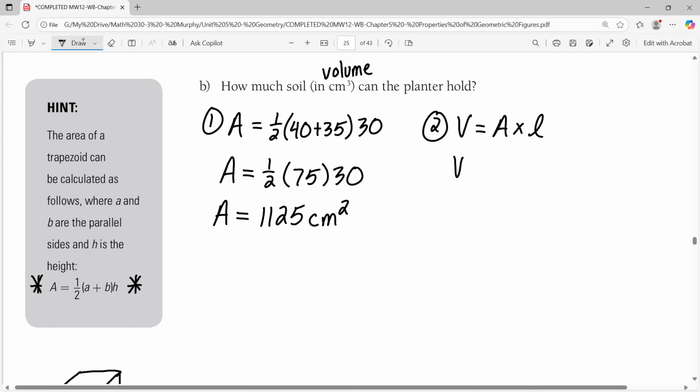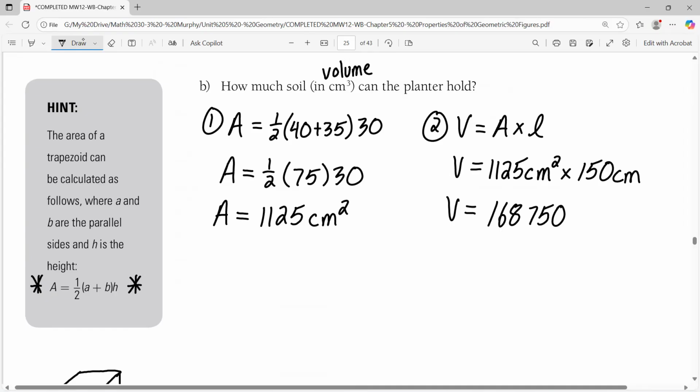Now, if we go over to volume, we're going to take our area and multiply it by 150 centimeters because that's the length, and we should get the entire volume of the planter. So 1125 times 150 comes out to 168,750 cubic centimeters. That's your volume.